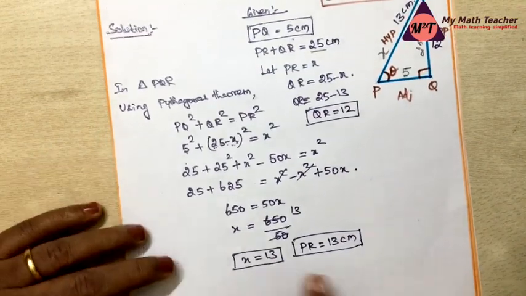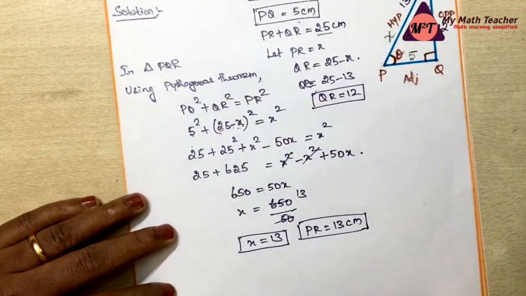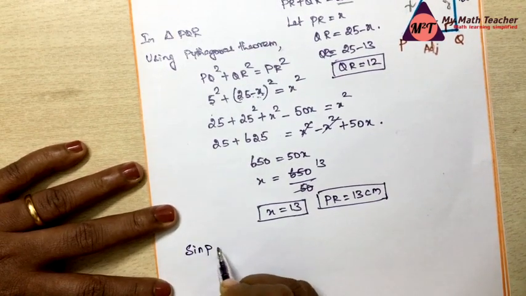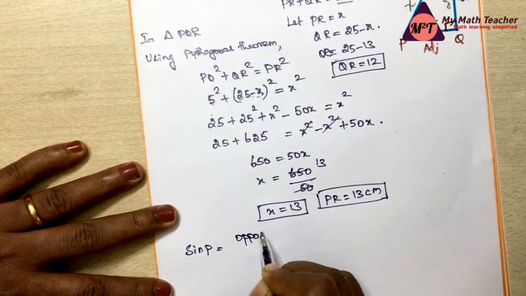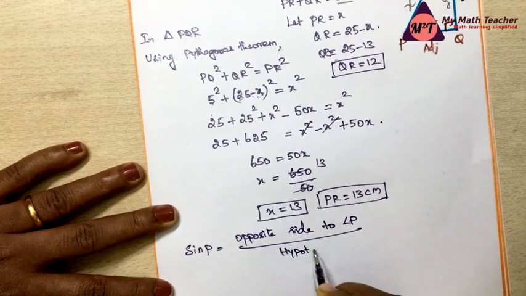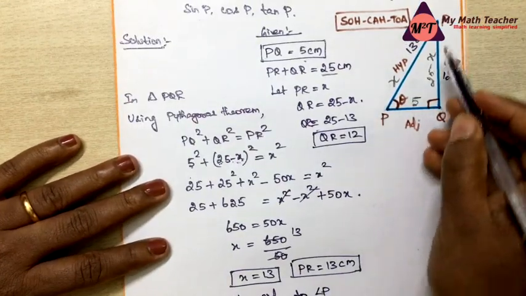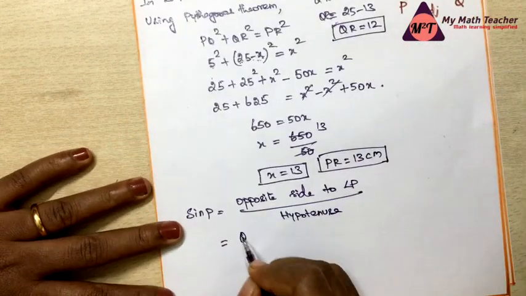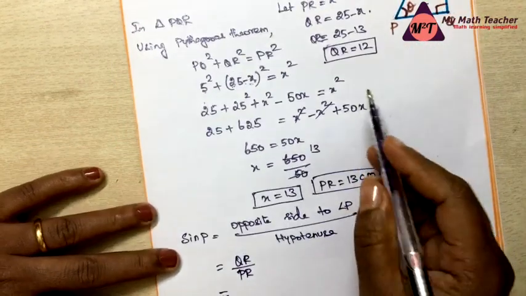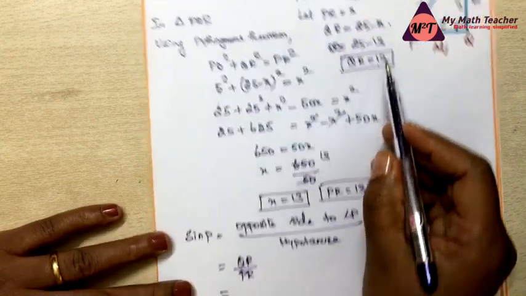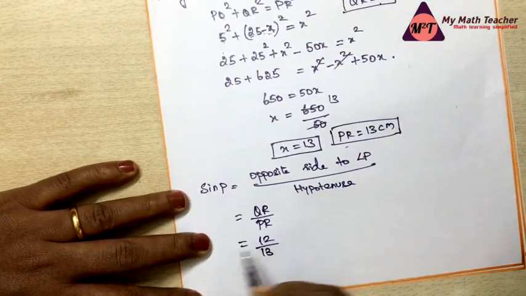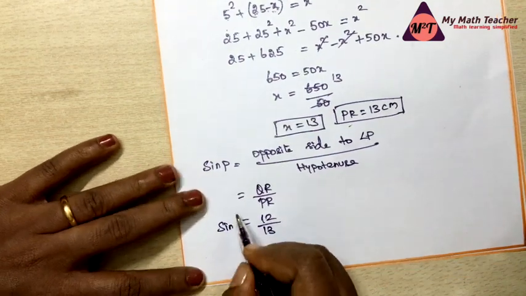Now it's very easy for us to find the three ratios. What are they? One is sin P. Sin P is the opposite side. So what is the opposite side? This is opposite, QR by PR. What is QR? QR is 12 and PR is 13. 12 by 13. This is sin P.